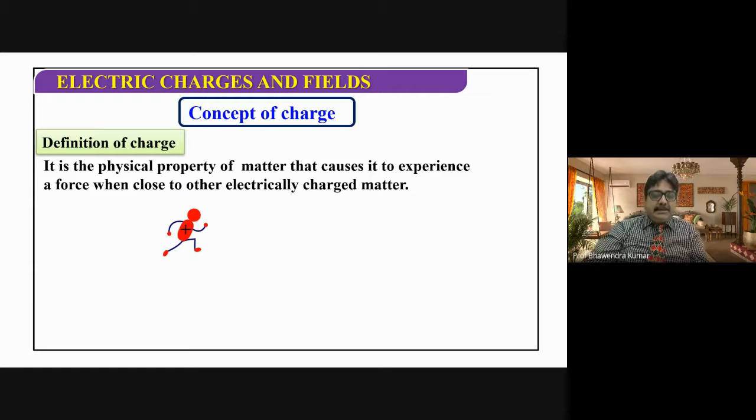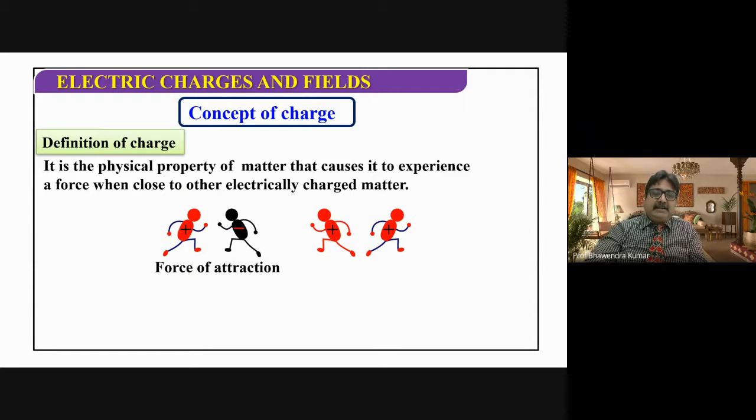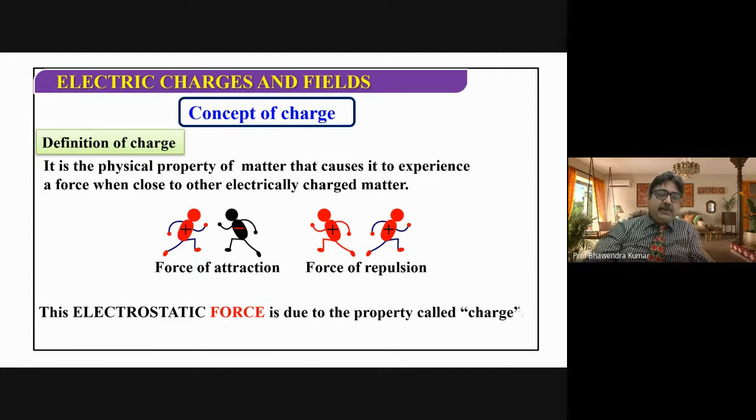So charge can be of two types, positive and negative. As you can see here, when we have two unlike charges, they give rise to the force of attraction. On the other hand, when we have two like charges, as you can see here, two positive charges, there will be a force of repulsion between them. So this electrostatic force between the charges is due to the property called charge.